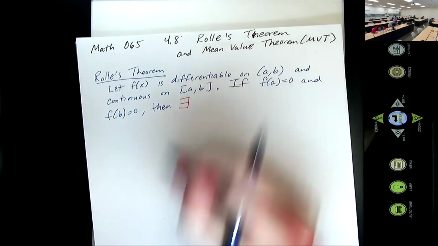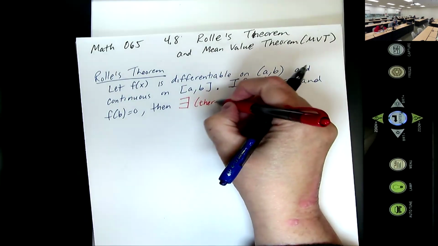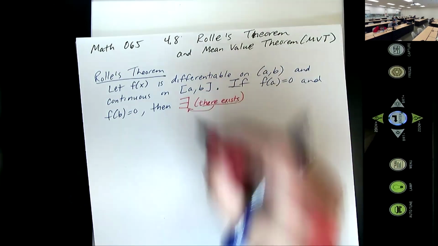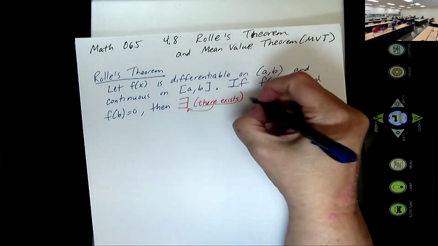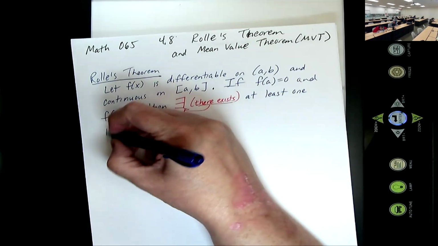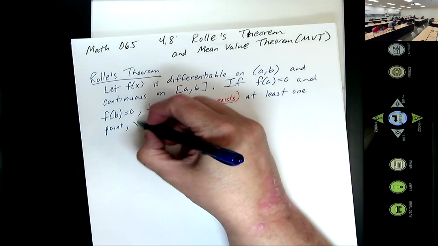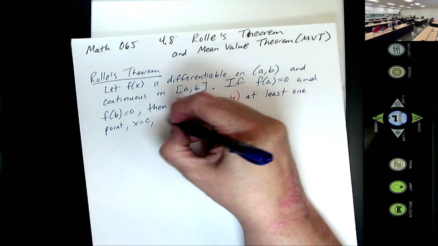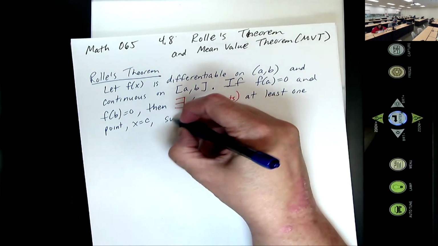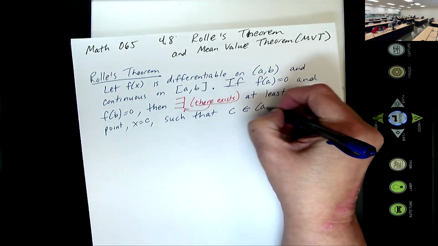Get you used to the notation now. A capital E backwards means there exists. Then there exists at least one point x equals C in AB such that C is in AB.